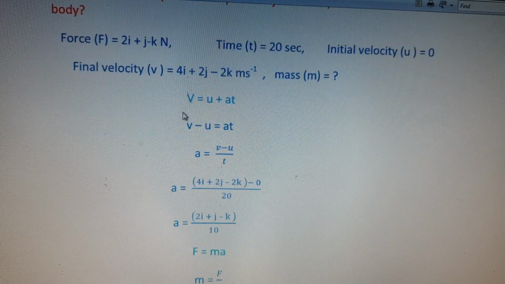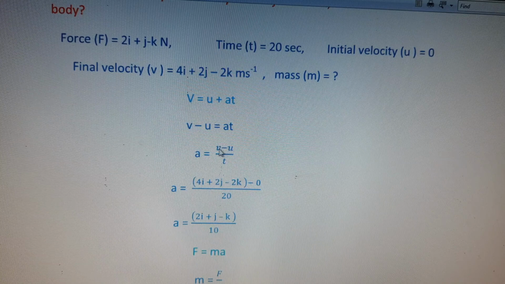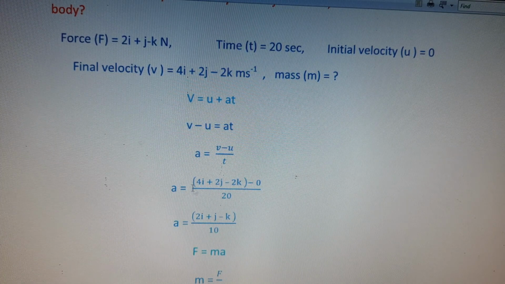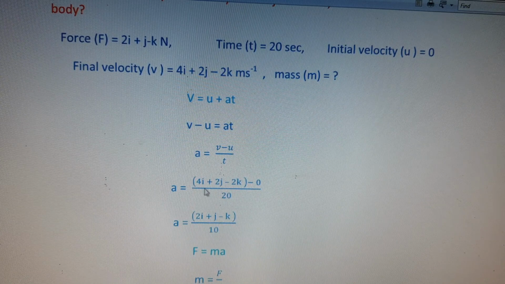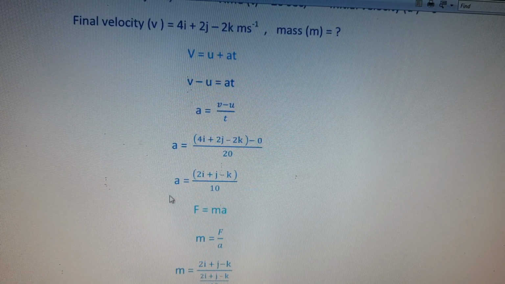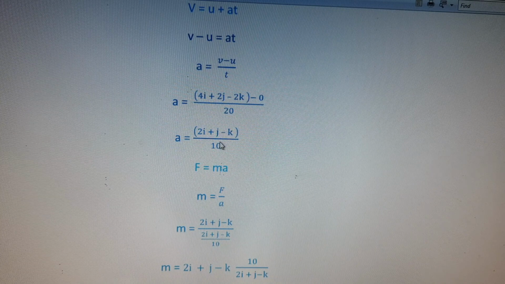So we can take the first equation of motion, v is equal to u plus at. So v minus u is equal to at. A is equal to v minus u by t. So acceleration A is equal to v, which is 4i plus 2j minus 2k, minus u, the initial velocity, which is 0, divided by time, which is 20. So we can take the common 2. So 2 by 20, 2 1s are 2, 10s are 10. So acceleration A is equal to 2i plus j minus k by 10.